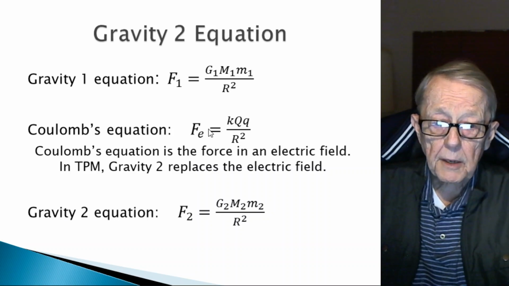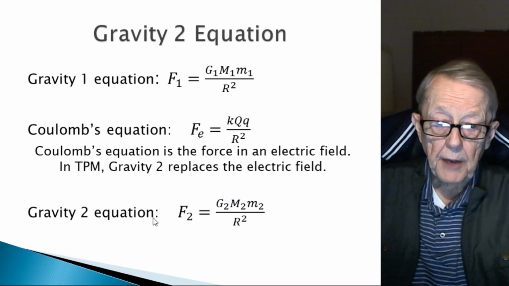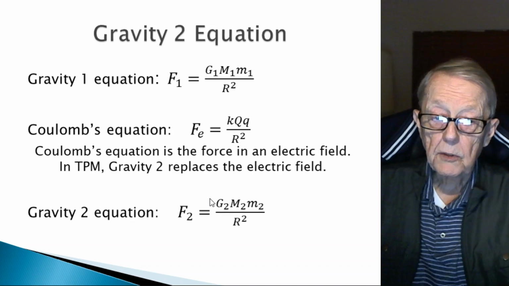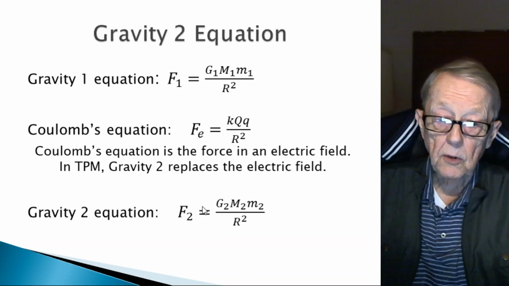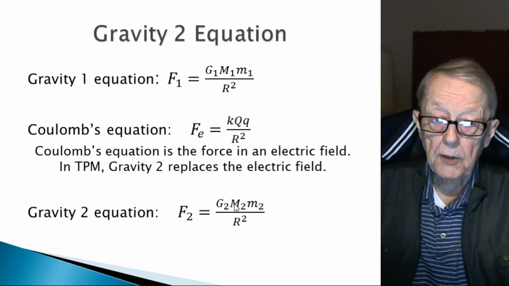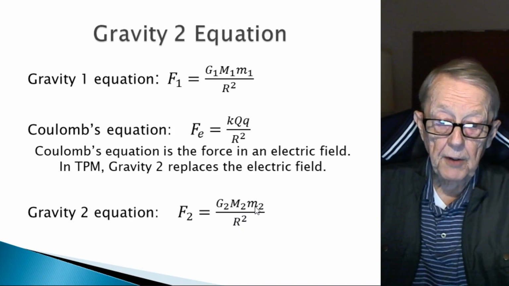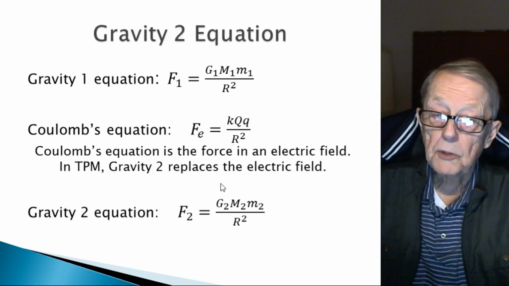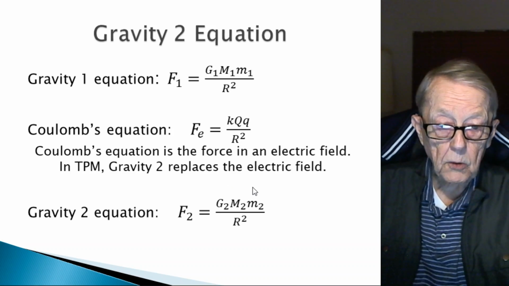So I rewrite his equation, and now I have a gravity 2 equation where the gravity 2 force is equal to a new constant, I don't know the value, times the mass of something, which I don't have a value for either, but it is an empirical type equation based on Coulomb's law, or Coulomb's equation.